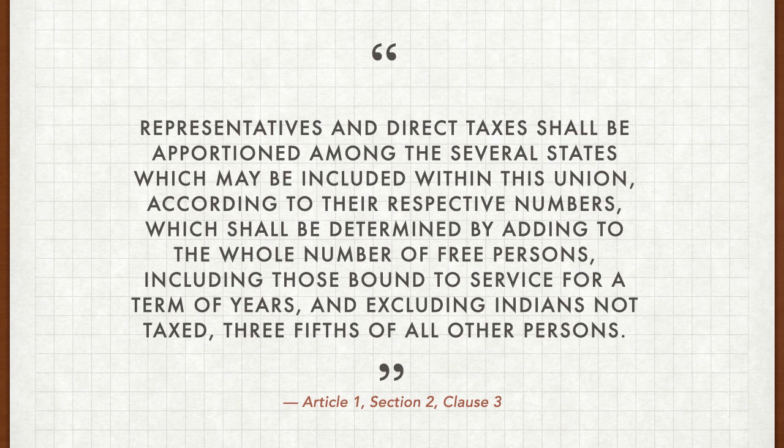In the Constitution, it is Article 1, Section 2, Clause 3. Representatives and direct taxes shall be apportioned among the several states, which shall be included within this union according to their respective numbers, which shall be determined by adding to the whole number of free persons, including those bound to service for a term of years, and excluding Indians not taxed, 3/5 of all other persons.